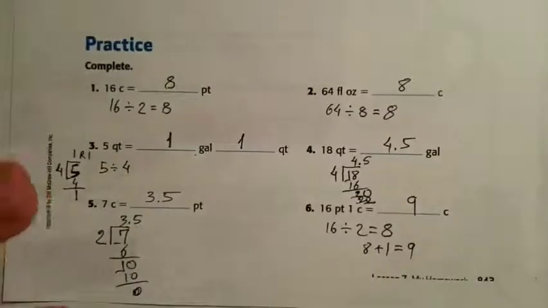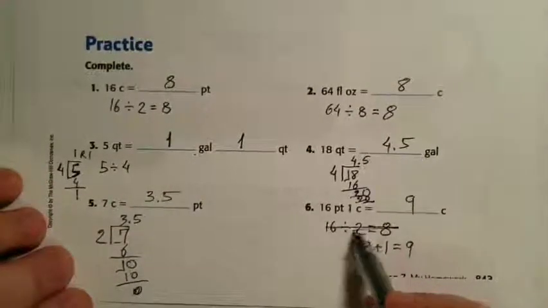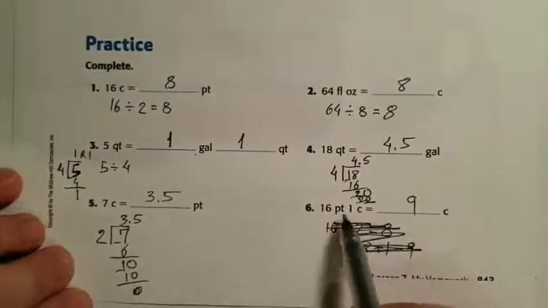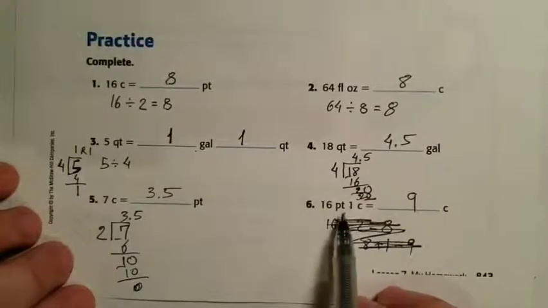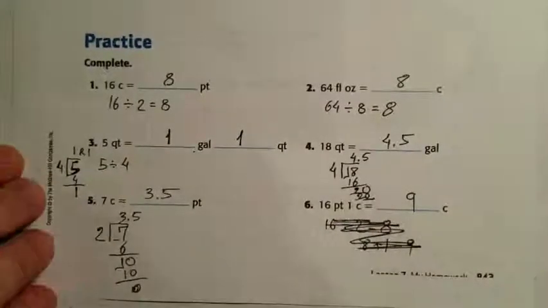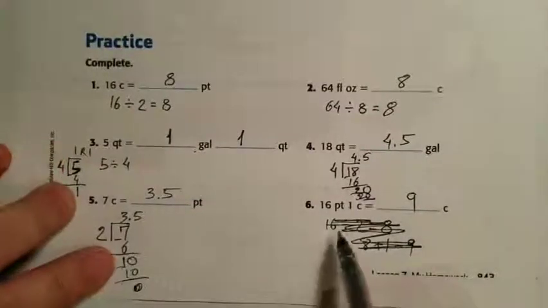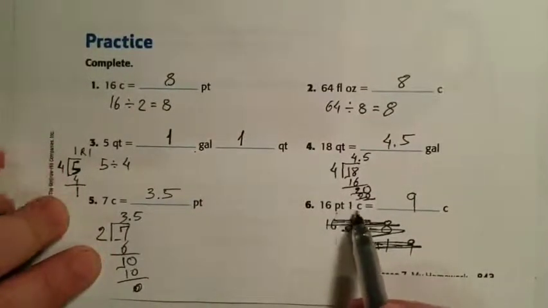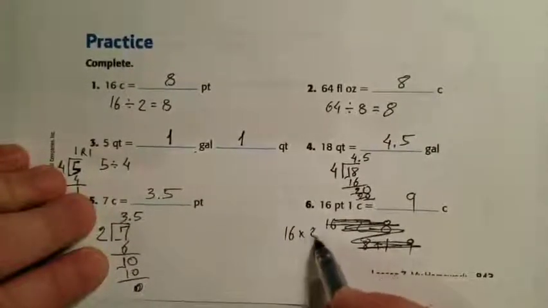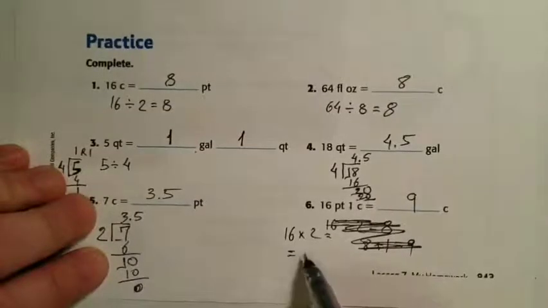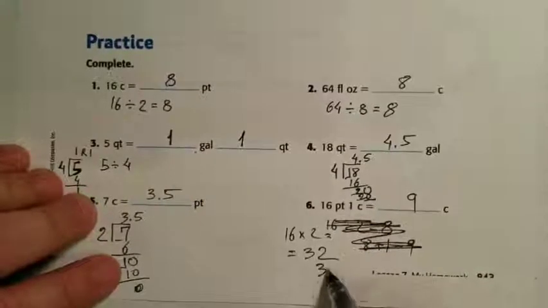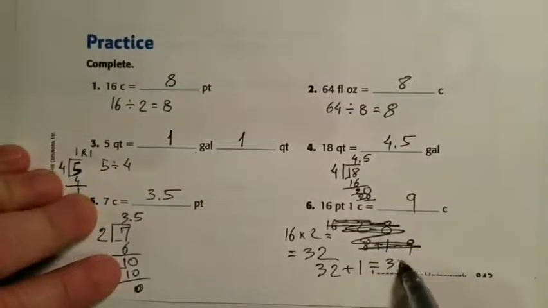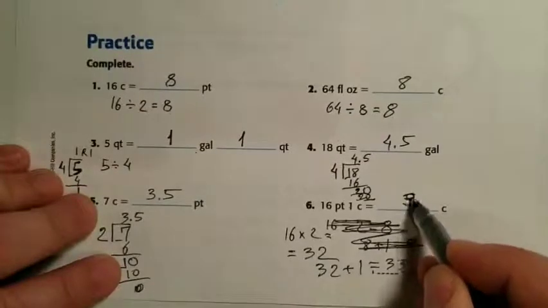Oh, I'm so sorry. That's a wrong answer. Erase that. Pints to cups, we have to multiply. Going from a larger unit to a smaller, we multiply, not divide. I'm so sorry. We have to do 16 times 2, which is equal to 32. And then we add 1 more cup to it. So we do 32 plus 1, which is equal to 33. So the answer is 33.